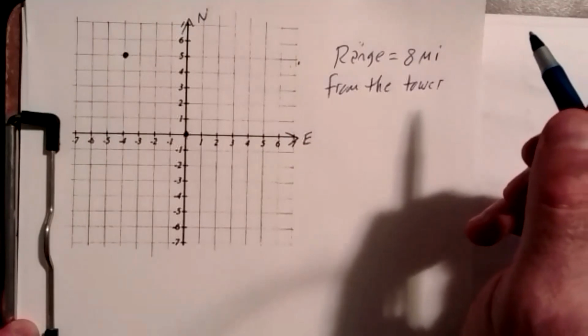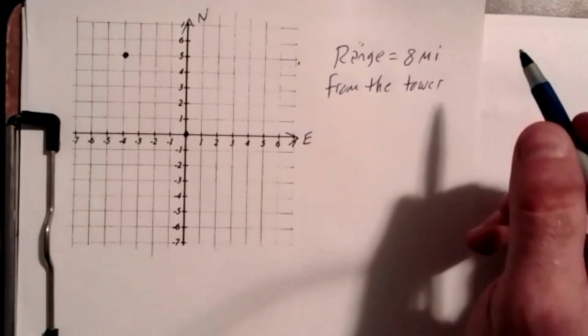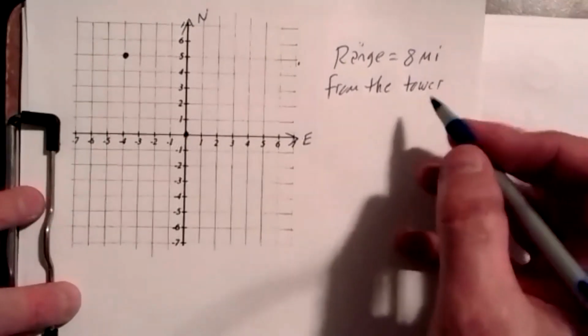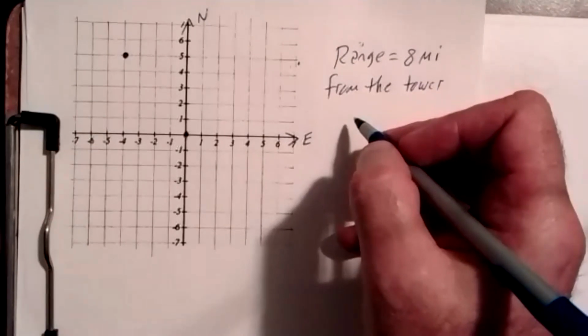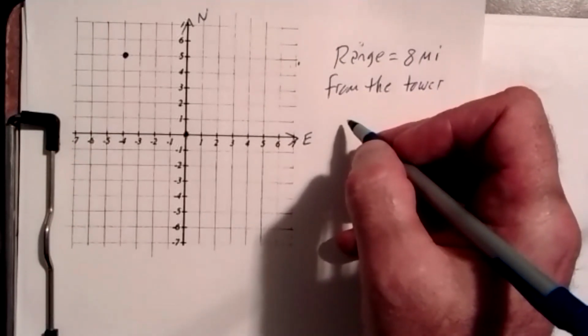And therefore, ladies and gentlemen, do you agree the inequality that would model the signal of this cell phone tower would be in the form of a what? It would be in the form of a circle inequality. Do you agree?